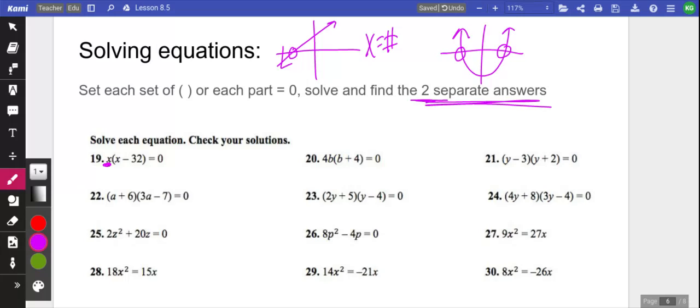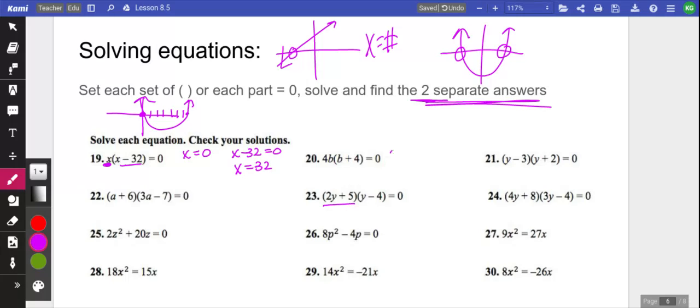So this one, I set the greatest common factor, which is x, equal to 0. And then I set this binomial equal to 0 also. This one is solved. I don't have to do anything to it. And this one, I need to add 32 to both sides. So that tells me that this quadratic, if I would graph it, crosses at 0 and 32. So that would be my two places my quadratic crosses.